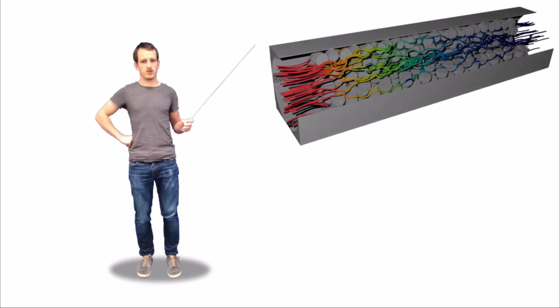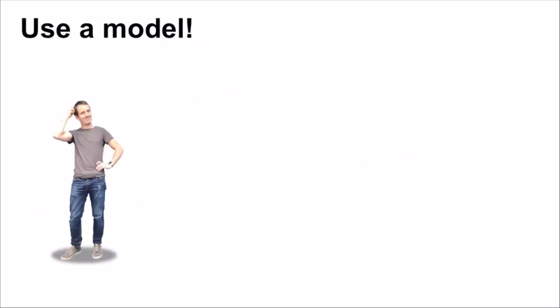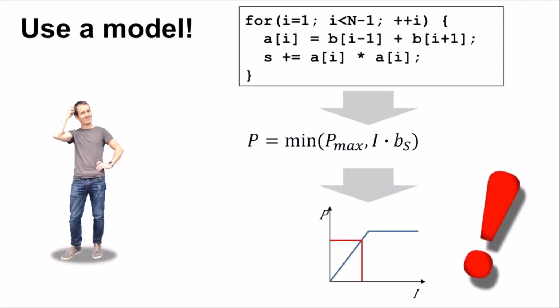My code solves this problem in 1.5 seconds, so it's really fast, right? Are you sure? How do you know? What is fast anyway? Performance models help you understand the relevant bottlenecks. They give you an estimate of the achievable performance. We will show you how to apply the roofline performance model to loop-based codes.